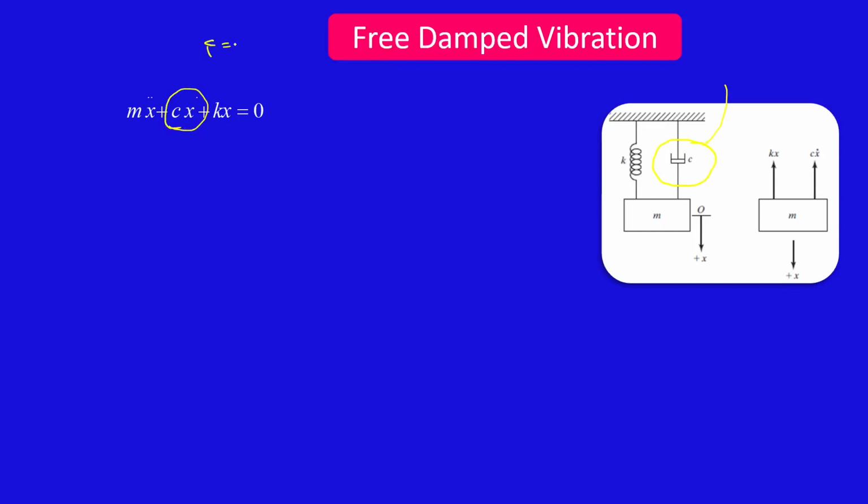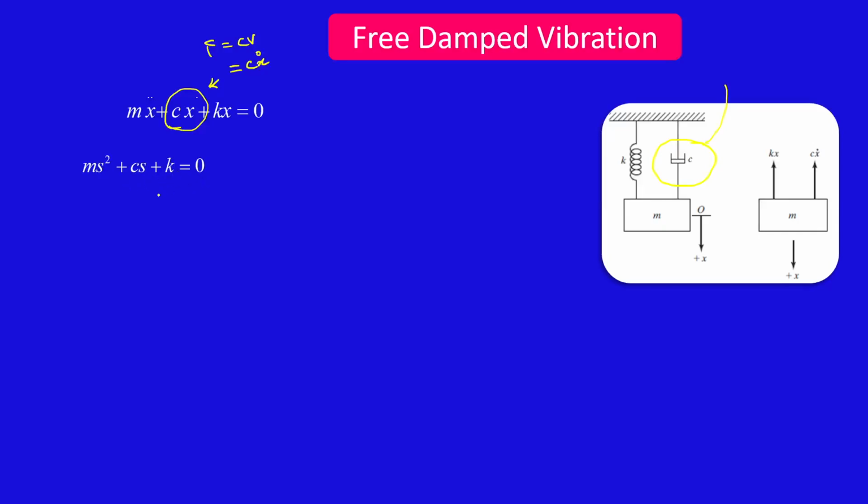This is nothing but F equal to CV, and CV is nothing but cx dot. So we are adding one extra term. So how do you solve this equation? Apply Laplace transform on both sides, then ms squared plus cs plus k equal to 0.